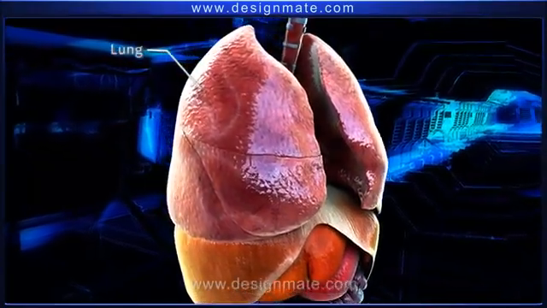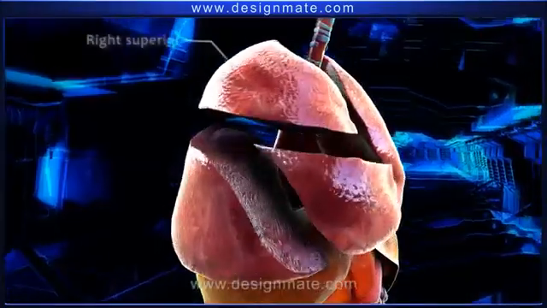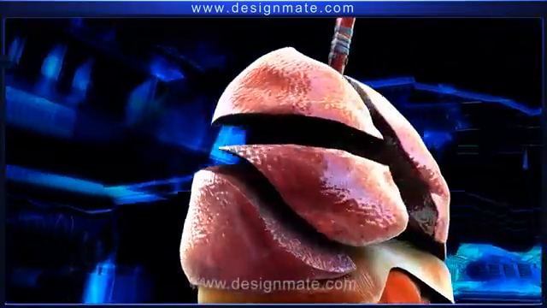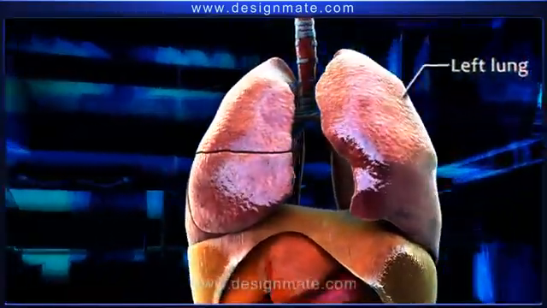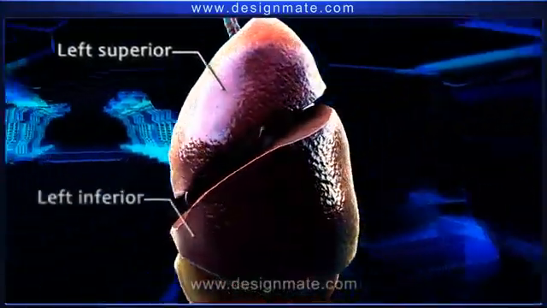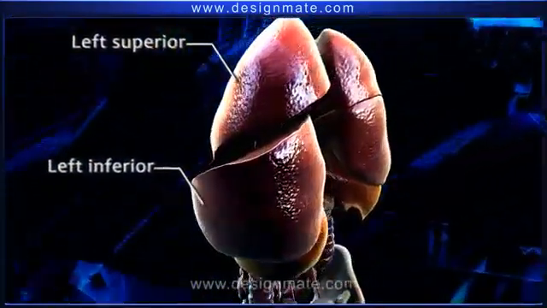The right lung is divided into 3 lobes: the right superior, right middle, and the right inferior lobe. The left lung is smaller and has only 2 lobes: the left superior and the left inferior lobe.